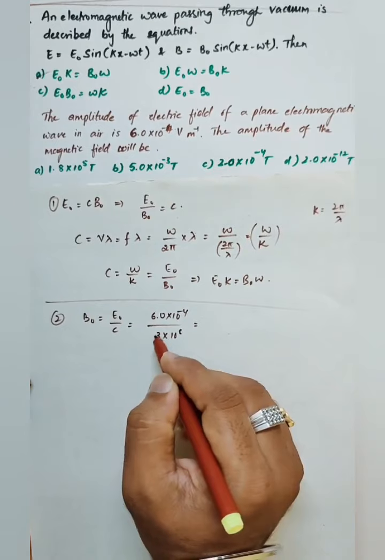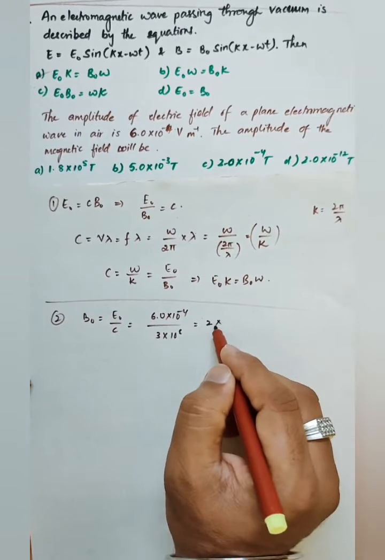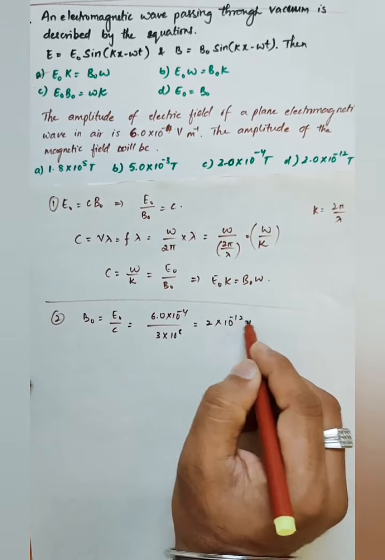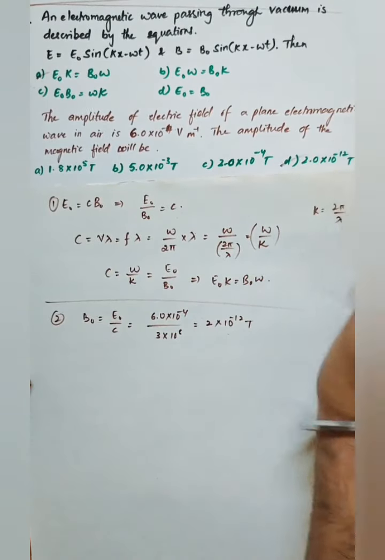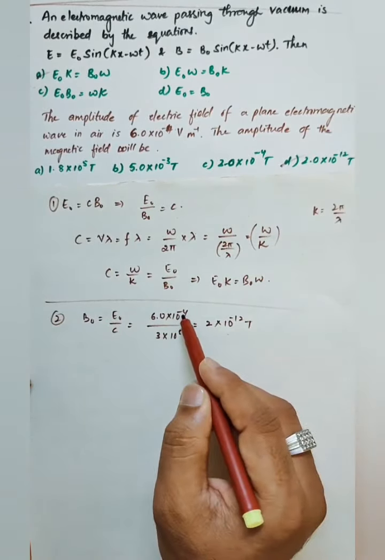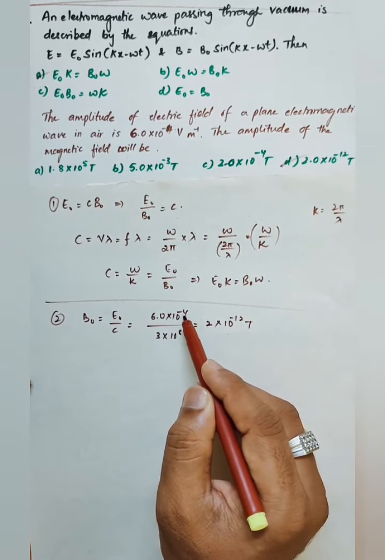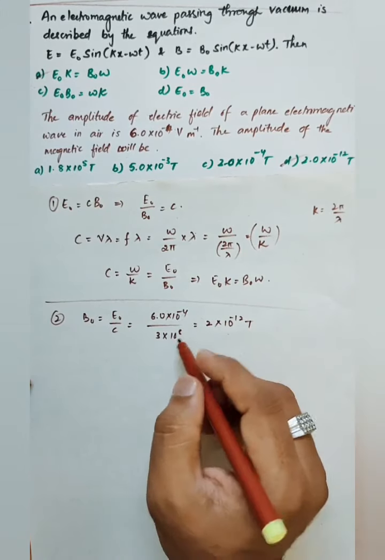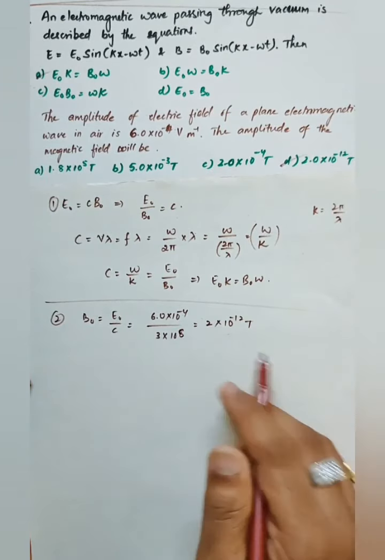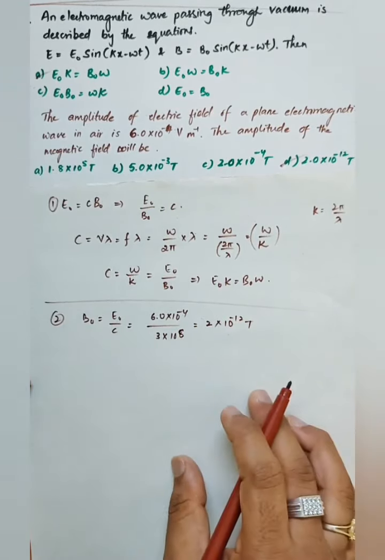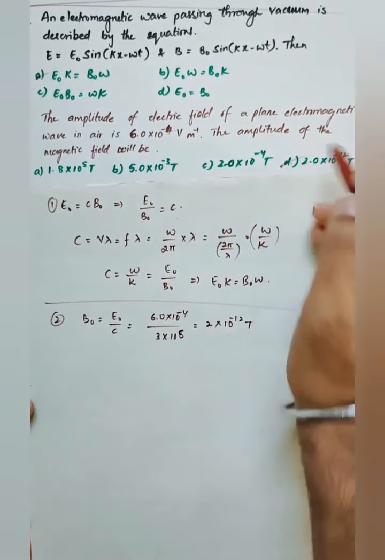So 3 twos are 6, 2 into 10 power minus 12. So option D is the right answer. Because here minus 4 is there and here 8 is there, so when it goes to the numerator, that becomes minus 4 and minus 8, that is minus 12. So that is the right answer. Option D is the right answer.